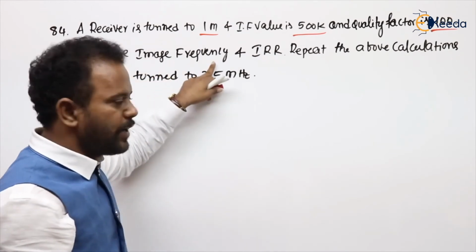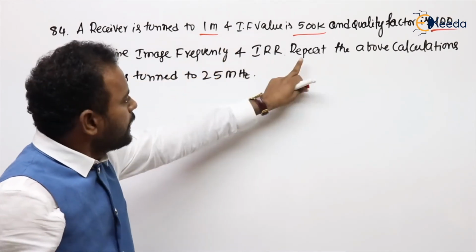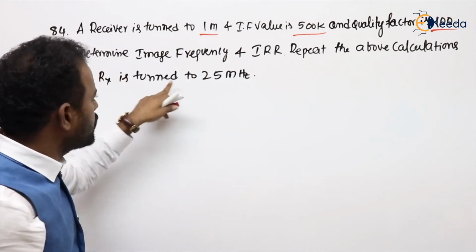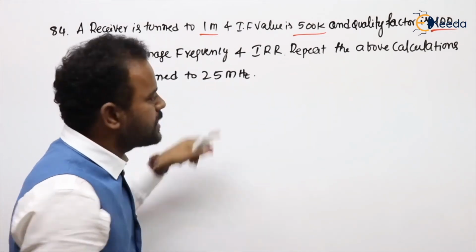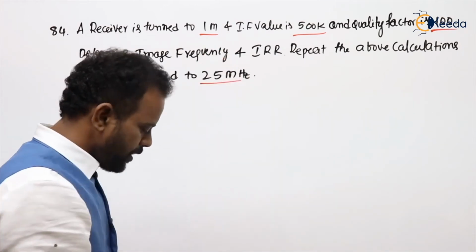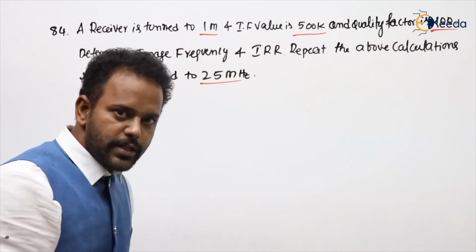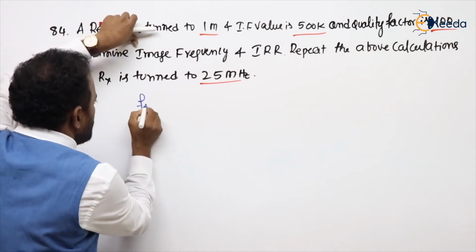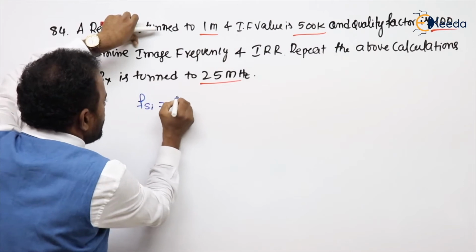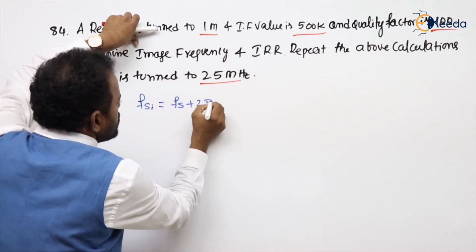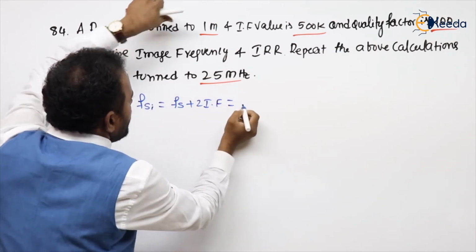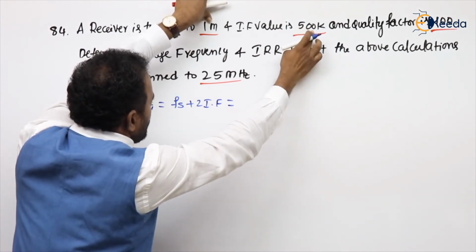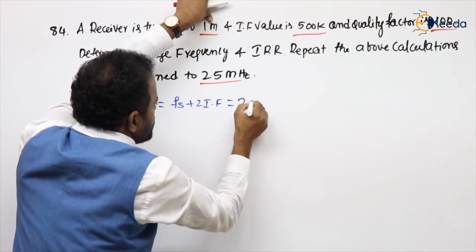Determine image frequency and IRR. Repeat the above calculation if the receiver is tuned to 25 MHz. This is the second problem they are asking. First, try the first problem, students. What is the first problem? Image frequency: FSI equals FS plus 2IF. Where FS value is 1 mega, IF is 500 kHz, 2 times 500 is 1 mega, 1 plus 1, 2 mega.